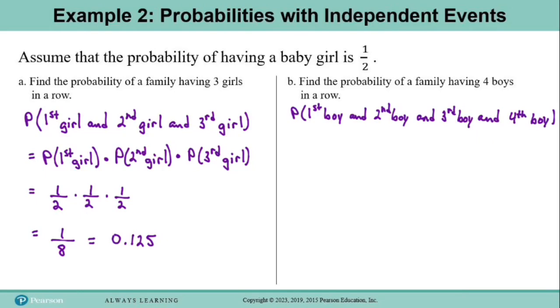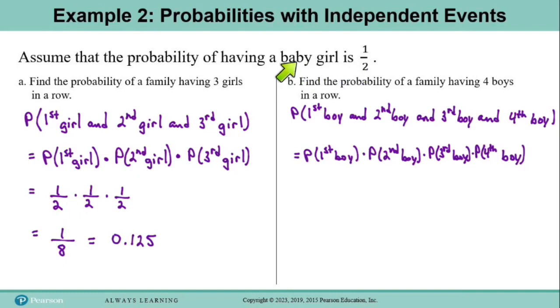So if we state this in terms of our formula, it's going to be the probability that the first baby is a boy times the probability that the second is a boy times the probability that the third is a boy times the probability that the fourth is a boy. Okay, now we have to keep in mind that the probability they gave us is for a girl, but here we're trying to find the probability of having a boy. So every baby that's born is either girl or boy, and so that means that these two events are complementary. So the probability of having a boy is 1 minus the probability of having a girl.